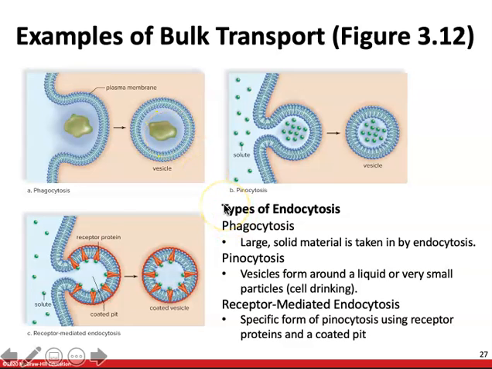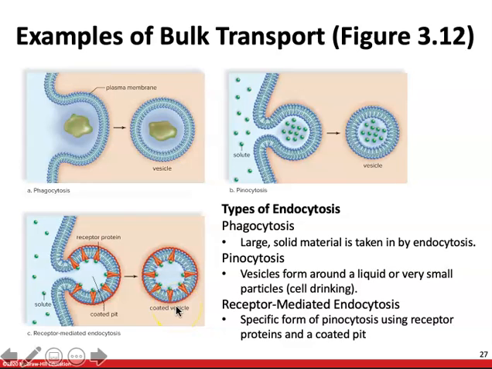There are three forms of endocytosis. There's phagocytosis, where we're going to be taking a large solid material in through endocytosis. Pinocytosis is also referred to as cellular drinking. This is where we're going to form a vesicle around a liquid or very small particles. We're going to just sip tiny little particles and bring them in in these smaller vesicles. So that's our pinocytosis. And then there's also receptor-mediated endocytosis.